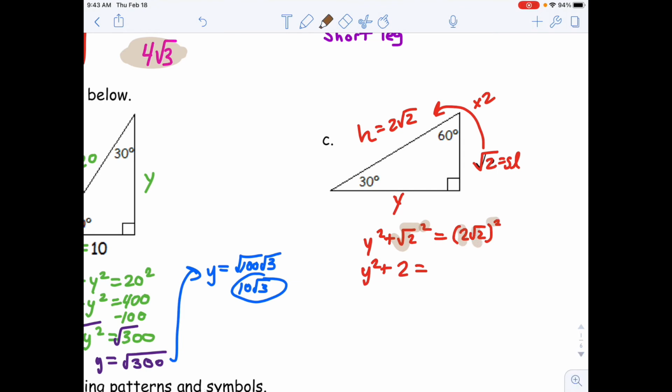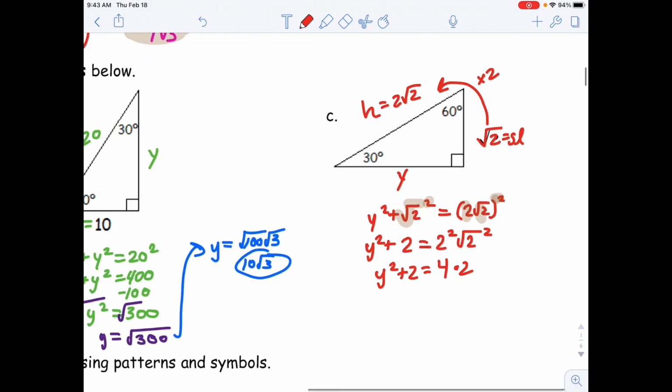Then we're going to have 2 squared and radical 2 squared. I'm literally going to write that out just to make sure we're all on the same page. So 2 squared is 4. Radical 2 squared is 2. Again, a lot of computations going on. We're getting super close to being done. y squared plus 2 equals 8. So y squared equals 6. Take the square root of both sides, and y equals the square root of 6.